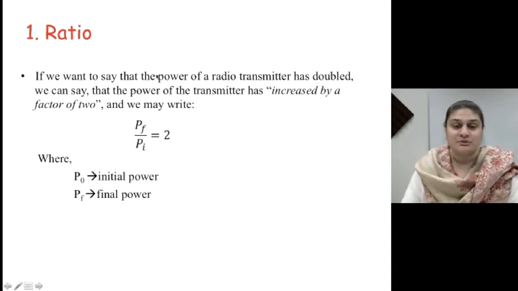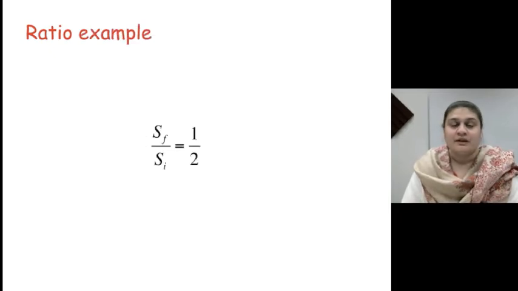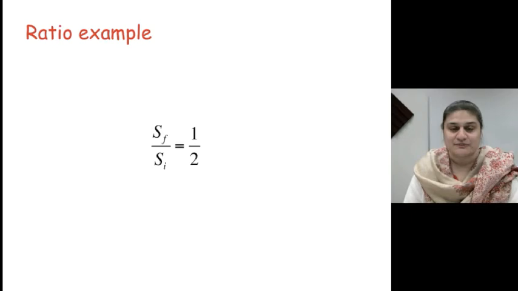Notice that this number 2 does not have any units associated with it. That means that this number is a unitless, dimensionless quantity. And the unitless, dimensionless quantities are called ratios. Noting that both PF and PI, initial and final powers, have units, and in this case both are watts. Looking at another problem, if you were to look at this, SF over SI equals 1/2, what can you say about this equation?